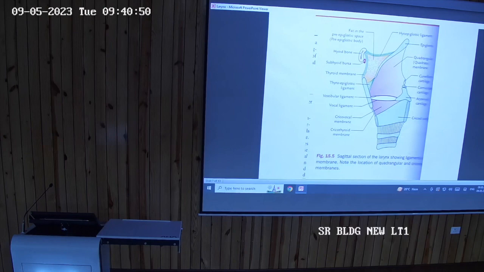This is the hyoid bone. From the upper and posterior surface of the hyoid bone to the epiglottis, this is the epiglottis, there is a ligament called the hyoepiglottic ligament. And downward, this is the thyroid cartilage and this is the epiglottis. We have already discussed this is the thyroepiglottic ligament, and this whole is the thyroid membrane. On the exterior we have seen there are two membranes: one is the thyroid membrane, another is the cricothyroid membrane.